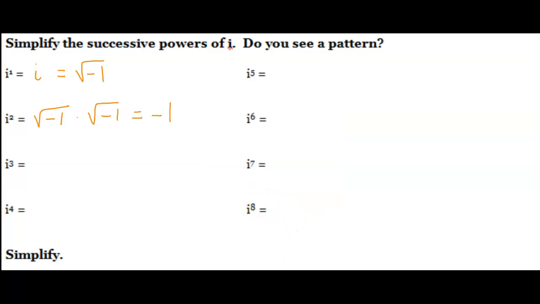All right. i cubed is like i squared times i. But i squared is now always equal to negative 1. So anytime you see an i squared, it becomes a negative 1.